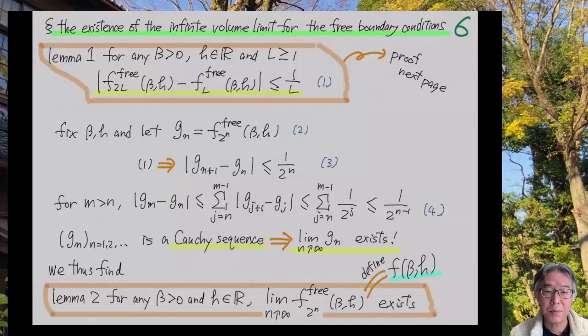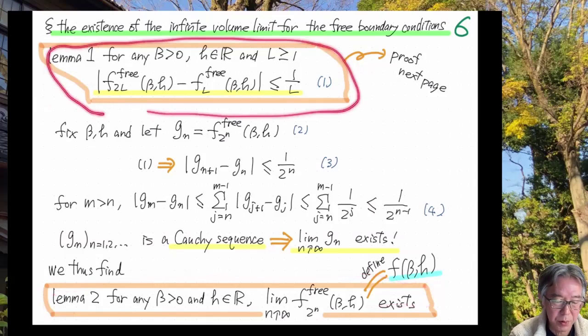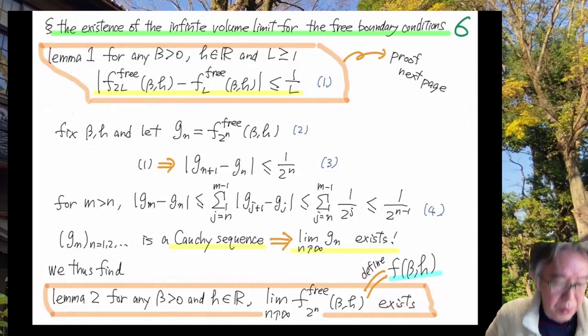Now, I want to proceed, just a moment. Now I want to proceed to prove the existence of the infinite volume limit for the free boundary conditions. Okay, then that will conclude our proof. So this will be, of course, the most essential part. So now we shall prove this lemma two, but for this, we need this lemma one, which is very important. So what does it say?